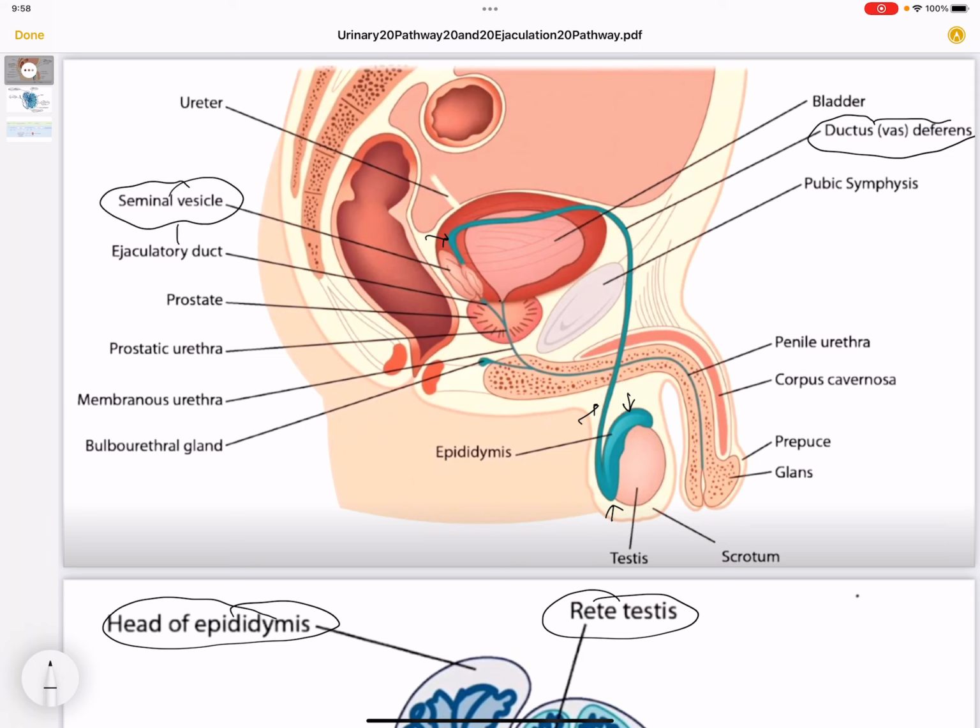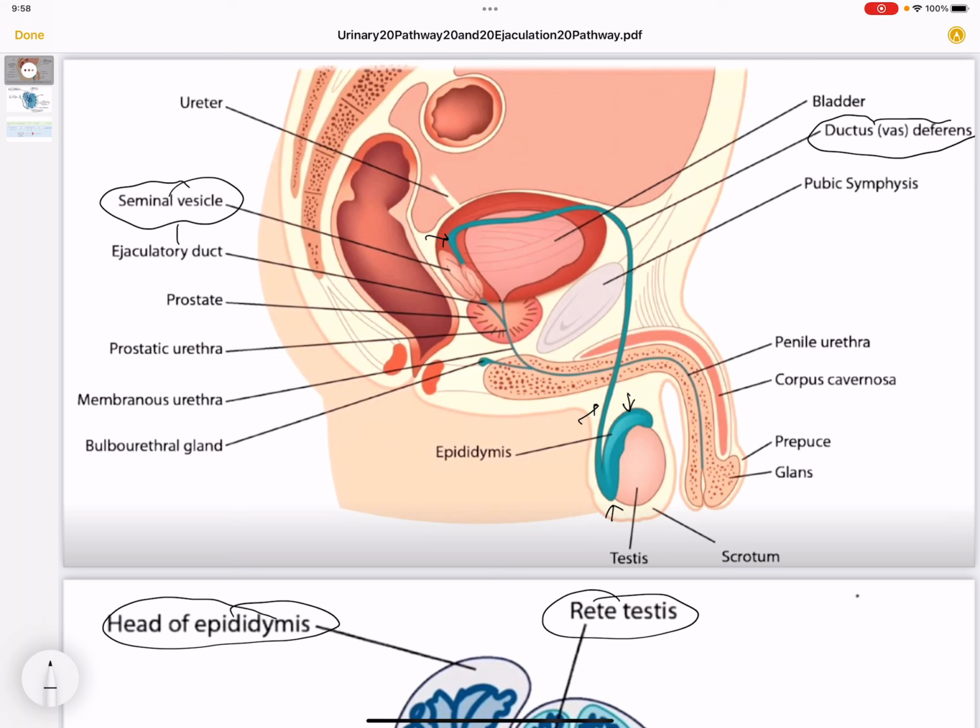There are two things that we need to know about the seminal vesicle. The first thing is that it is going to contain the enzyme sorbitol dehydrogenase. This is an enzyme that is very high yield to know for USMLE Step 1. We will talk about this later.